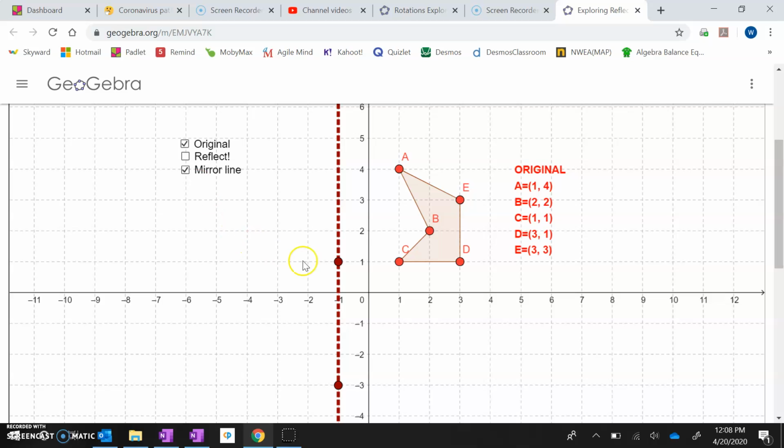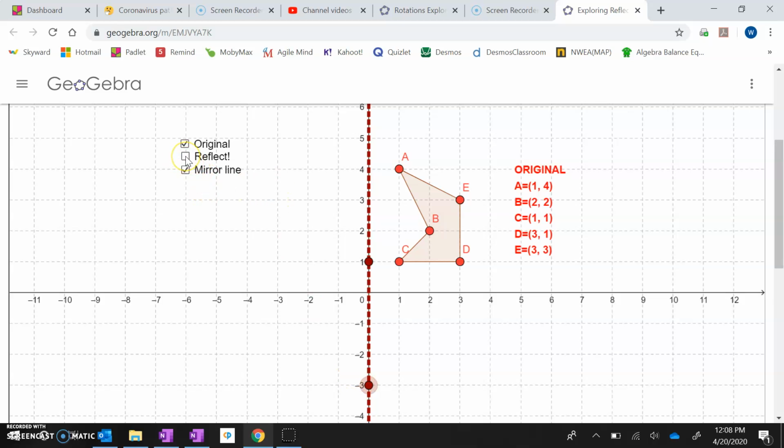So you could fold it over a lot of lines. We are just going to keep it simple and we're going to fold it over the y-axis and the x-axis. So to move that mirror line, all you got to do is grab those red dots and drag them over, and they'll kind of snap into place on a whole number coordinate on the axis. So it's sitting directly on the y-axis.